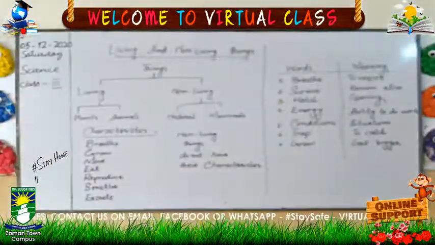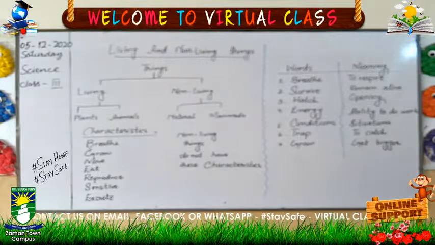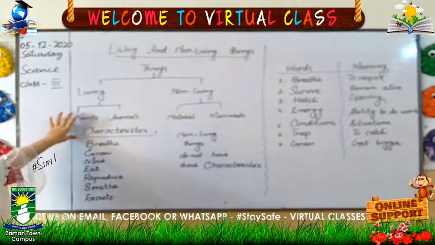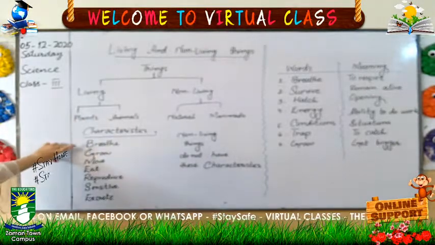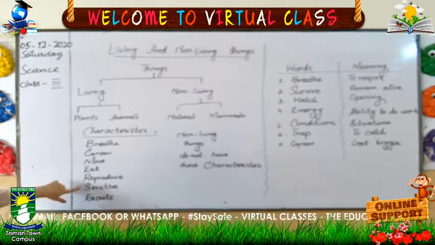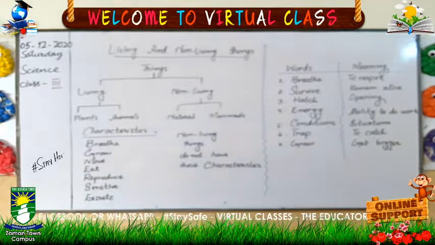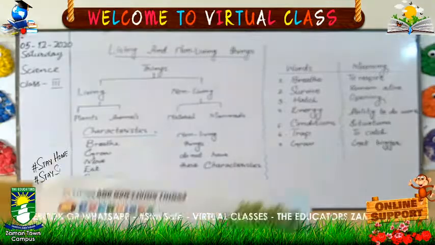Now question number 4 is, what is a living thing? Now the things that have these types of characteristics, a living thing is a thing that can breathe, grow, move, eat, reproduce, be sensitive and excrete. These things are called living things.